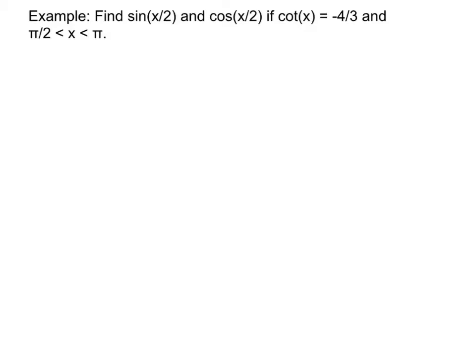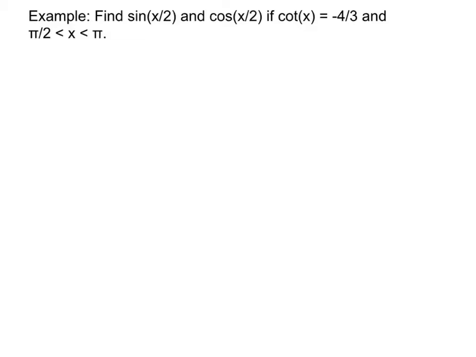So this is the same kind of setup. They want us to find the sine of x over 2 and the cosine of x over 2 if the cotangent of x is negative 4/3 and the angle that we're looking at is between pi over 2 and pi. I'd like you to pause the video and go through this on your own. If you need a little bit of guidance, you can listen to me go through step by step, but I'd really like you to try as much of it as you can on your own.